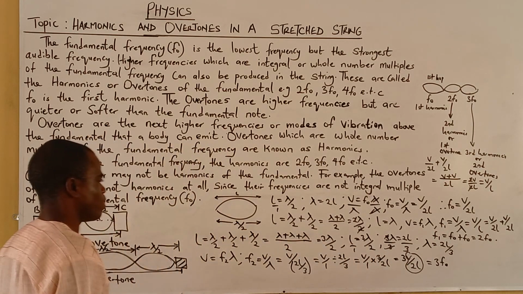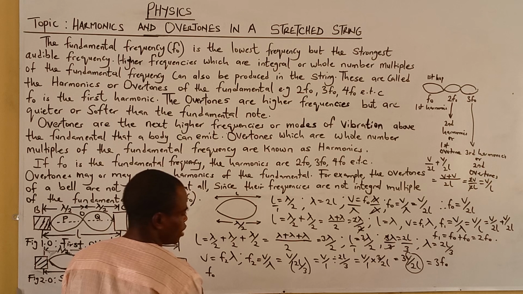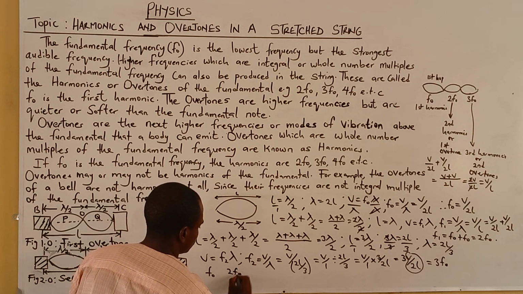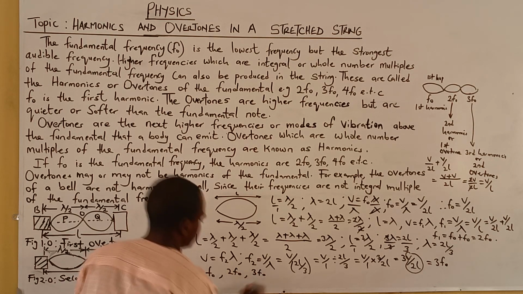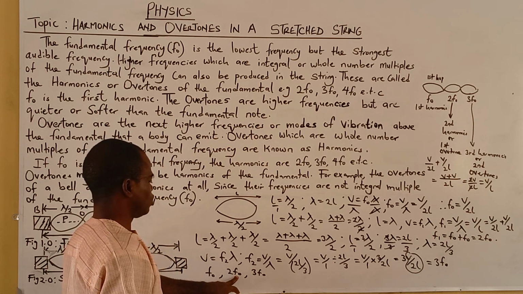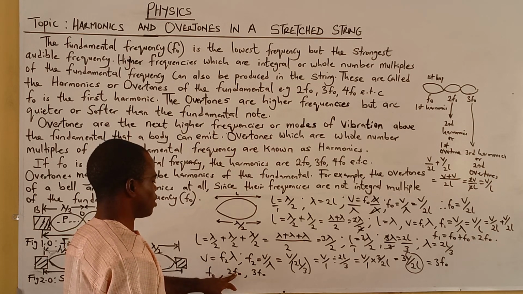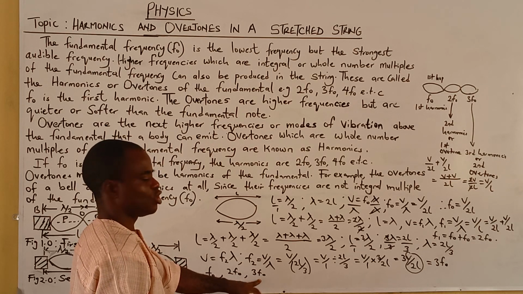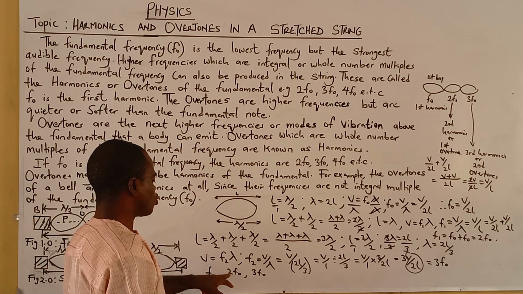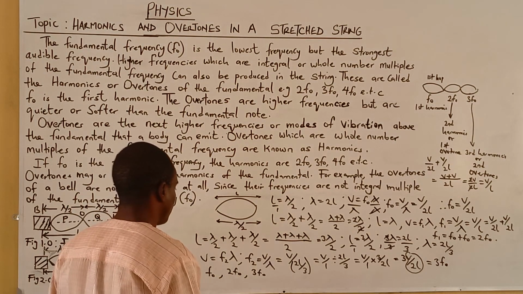You can see that what you have now is F naught. The first harmonic is F naught, then 2F naught, 3F naught. This is our first overtone, second overtone, with first harmonics, second harmonics, third harmonics. You can be given the fundamental frequency and be asked to look for the first overtone. You will say 2 times the value given to you for the fundamental frequency.